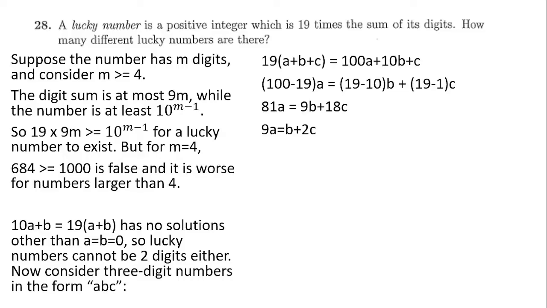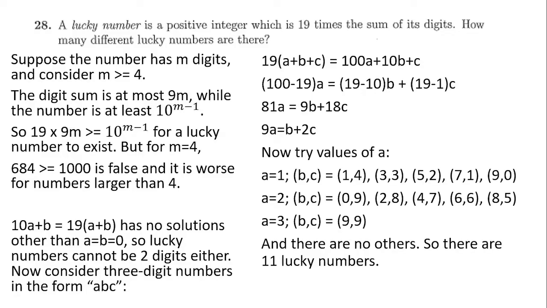Now consider 3-digit numbers in the form ABC. We have 19 times the sum of the digits equals 100a plus 10b plus c. Then 100 minus 19a equals 19 minus 10b plus 19 minus 1c. 81a equals 9b plus 18c. Divided all by 9, we get 9a equals b plus 2c. Now we try different values of a.